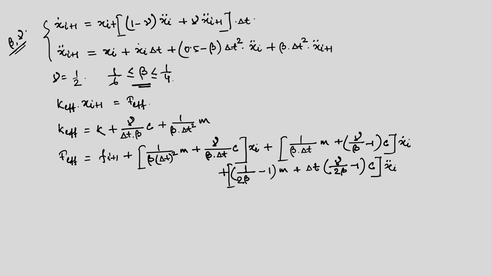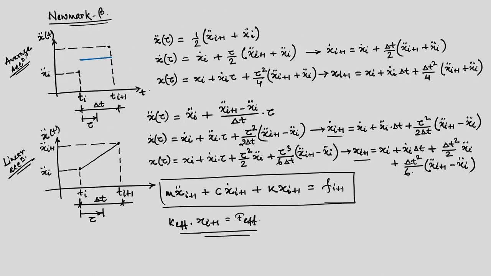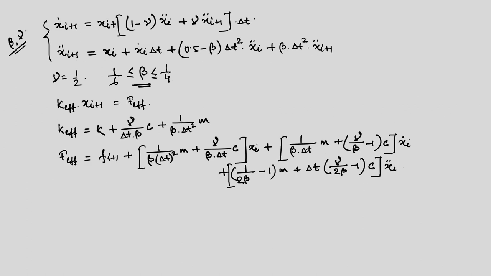Where do we get this expression from? Again I repeat, if we use these expressions and put them in this equilibrium equation and then simplify, ultimately we will get these expressions. Again, what he has done, he combined both average and linear acceleration in this compact form using two parameters, beta and gamma. We can change these parameters and then we can get the average acceleration or linear acceleration. When we write the code, I will show you.